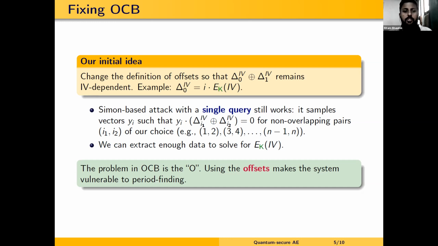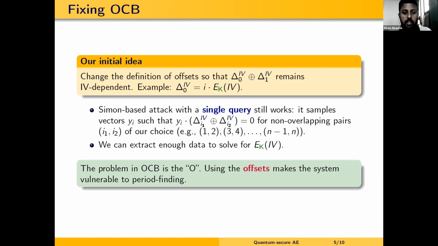unfortunately, there is a Simon-based attack that still works on this, because if you take one single message with the same IV and repeat each message block twice, like in 1, 2, 3, 4, and so on, and then take the XOR of these ciphertexts, they have the same period, and then you can use something like Simon's algorithm to sample vectors which are orthogonal to these periods, and then you can extract enough data to solve for E_K(IV). So this does not work.